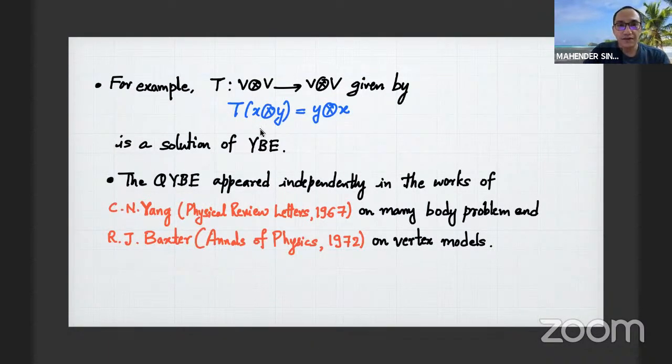So this flip map is an obvious solution of the Yang-Baxter equation, as we can see. Just from the historical point of view, these equations appeared in the works of C.N. Yang on many problems and R.J. Baxter on vertex models. I will not really say much about this. I'm not really an expert on this, but they have a really deep connection with physical phenomena.